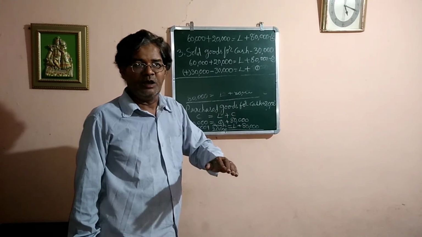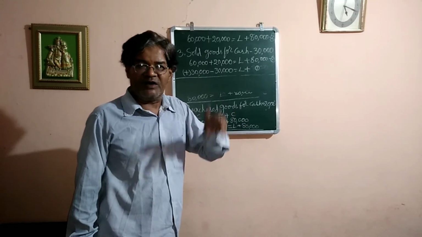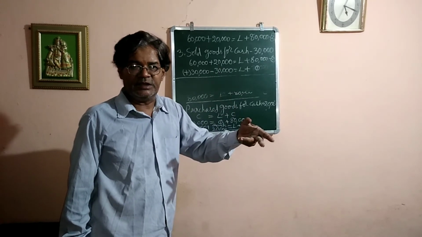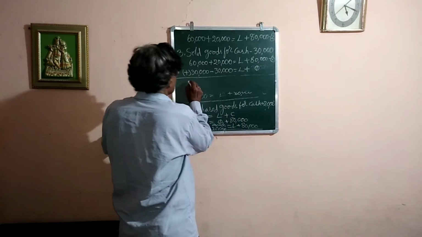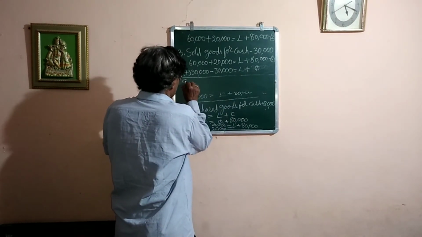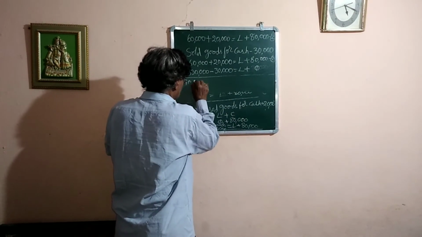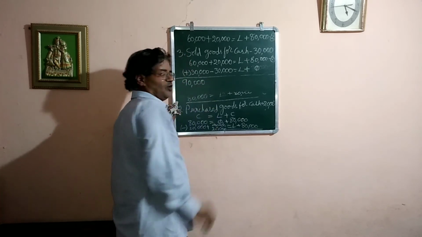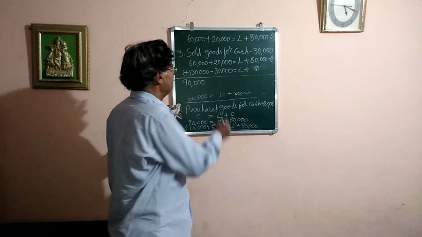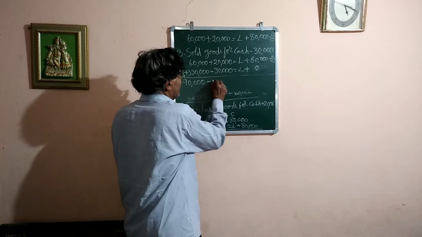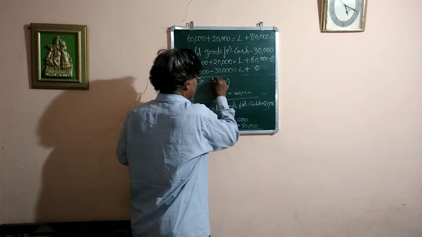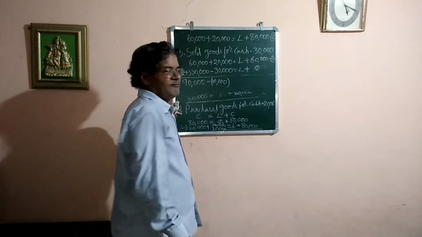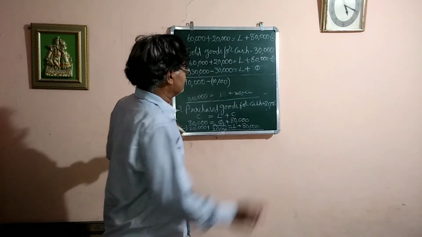Here 90,000, cash amount is 90, minus 10,000. This is nothing but loss. Mind it. That's why I am keeping that within brackets. Is equal to L plus 80,000. This is nothing but the third equation that we come across.